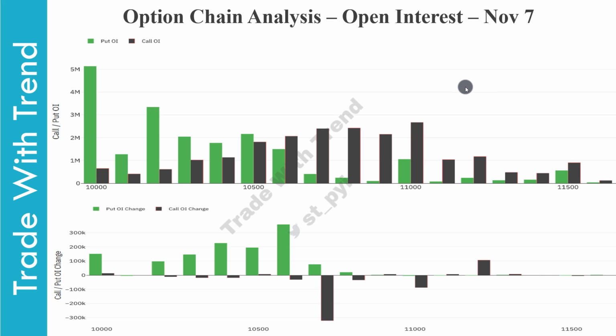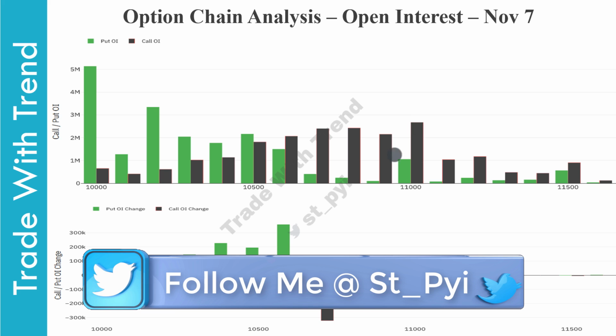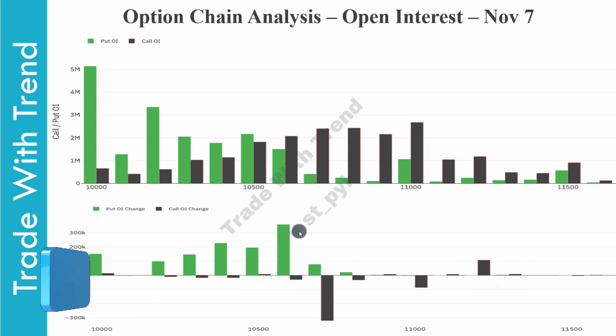This chart that you see in front of you is the open interest snapshot for November 7th. Based on open interest, the range is at 10,000 and 11,000. Price as of November 6th, that is the previous day, stood at 10,550. Just 1 hour of trading was recorded in this session, as it was a truncated session, a Muhurat trading session.